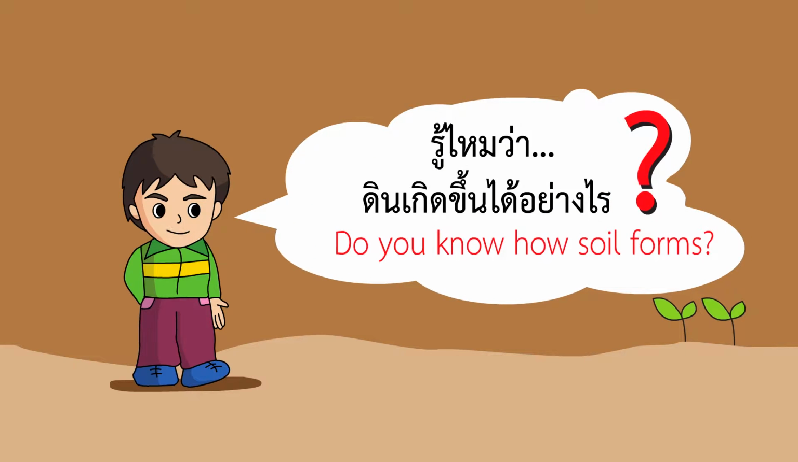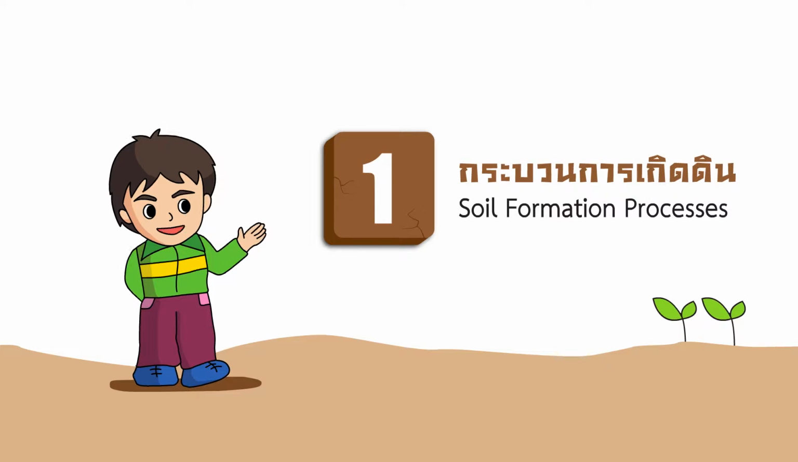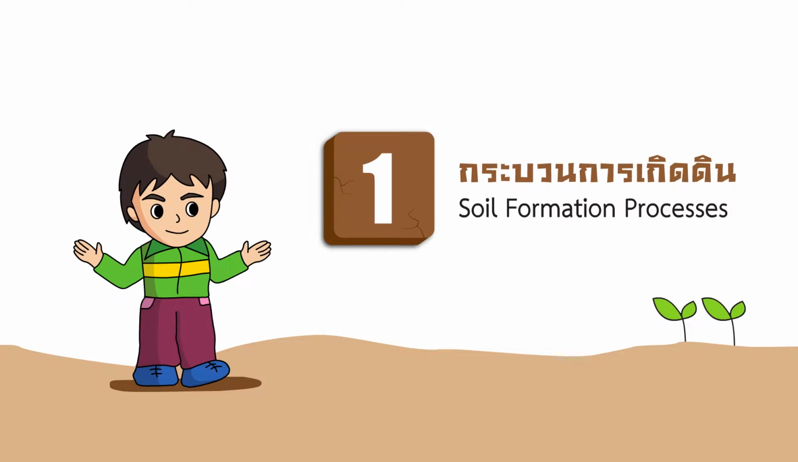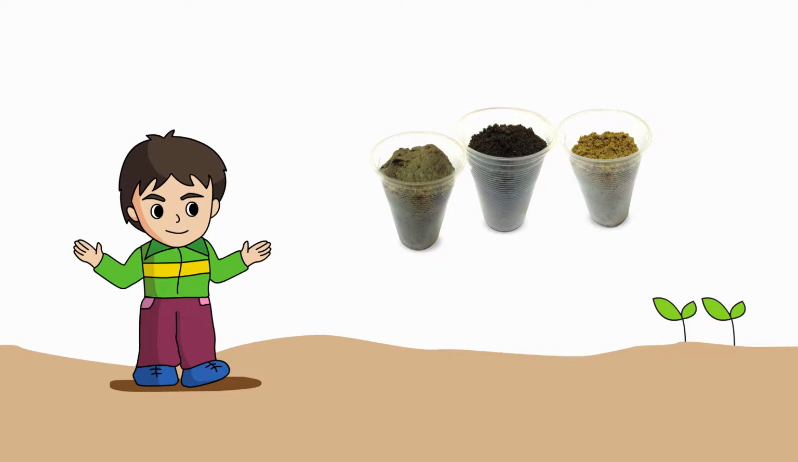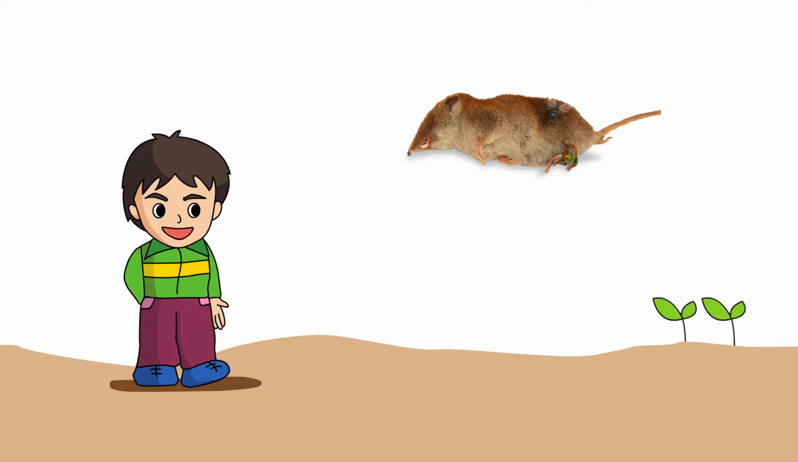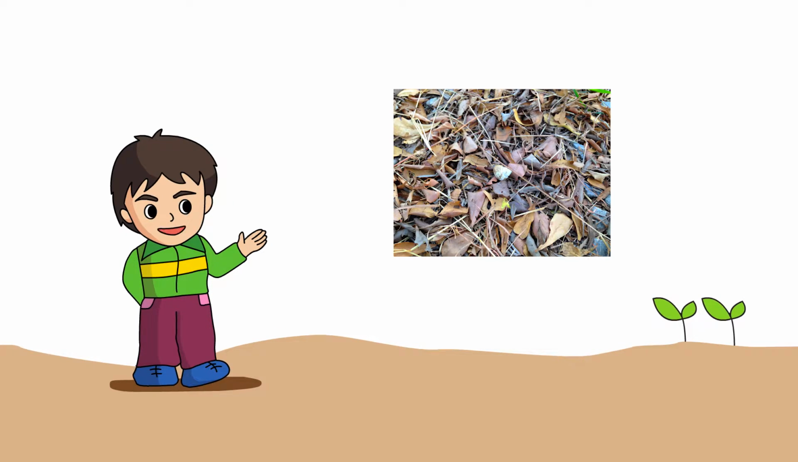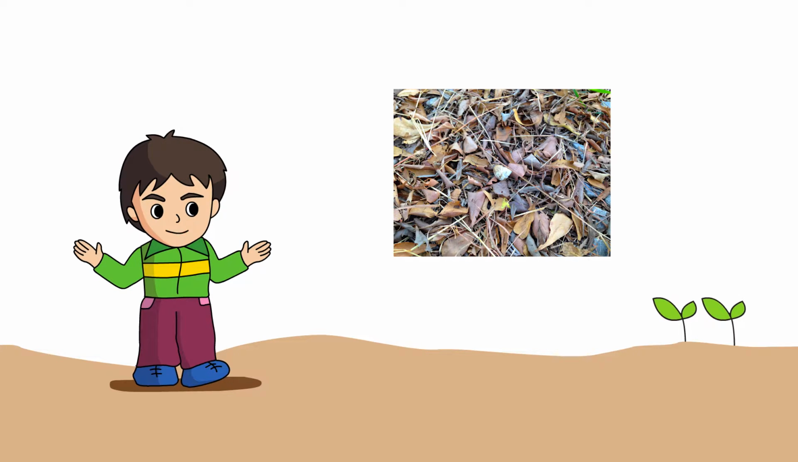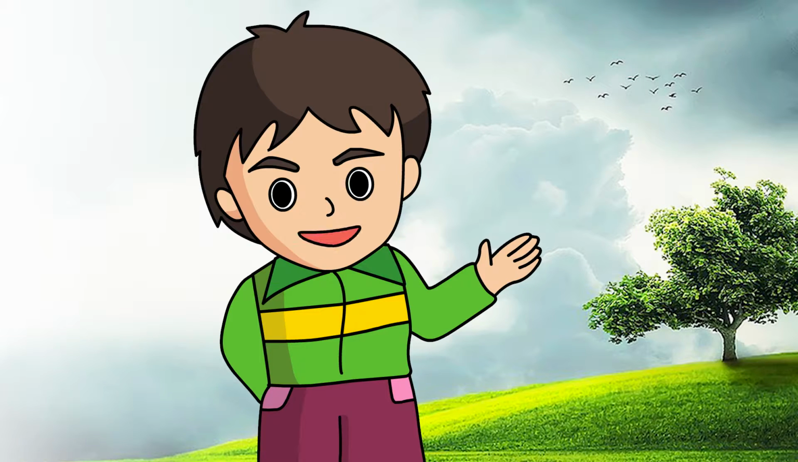Do you know how soil forms? 1. Soil formation processes. Soil forms from the decomposition of rocks and various minerals mixed with decayed plants and animals called humus. And then the mixture is biodegraded and becomes soil. In soil there's water, air, and organisms.